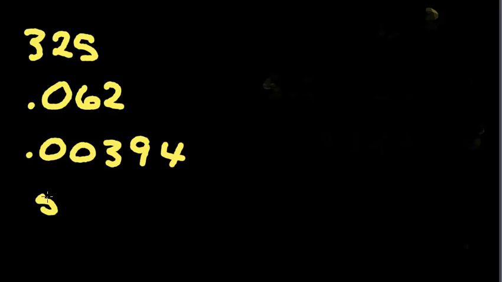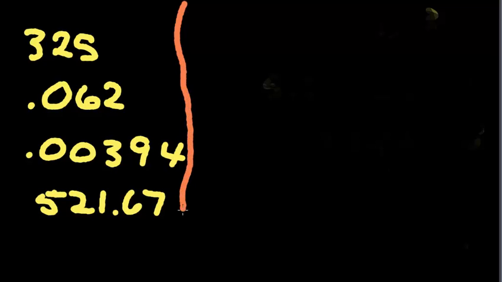All right, so let's take some numbers here. Let's take 325 and 0.062 and 0.00394 and 521.67. And we are going to talk about putting these numbers in scientific notation. So the first step in doing that is figuring out where that decimal place needs to go.